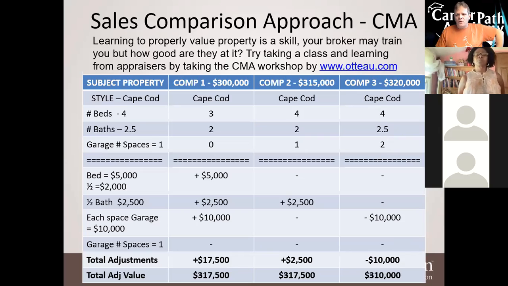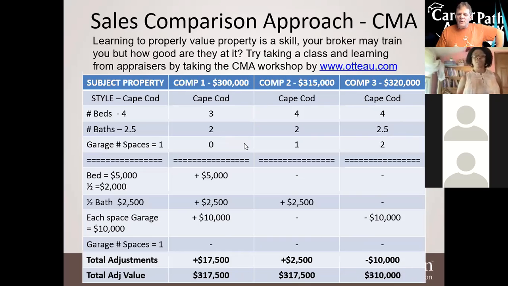Okay. So let's go to comp 3. The only difference is it has a 2-car garage where this one has a 1-car. So what's a garage estimated to be worth? Each space is $10,000 here. So we're just going to subtract $10,000 from its sale price of $320,000. If you do the total adjustment on it, if that property was exactly like the subject, it would have sold for $310,000. But look at that, that would end up being the cheaper of them all. That's why you can't cherry pick properties.